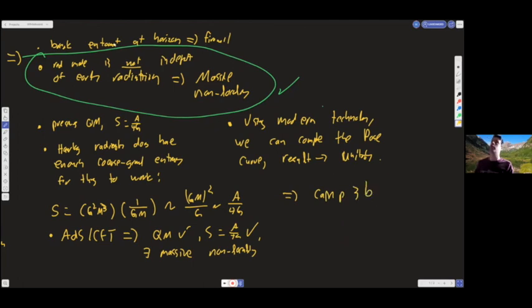So camp 3A would be firewall. Camp 3A is unitarity, but there are firewalls. Camp 3B is unitarity, but there's massive non-locality. Okay, and so my last two lectures are going to be to try to teach you about massive non-locality in AdS/CFT. And with that, I'm done. Sorry for going over.